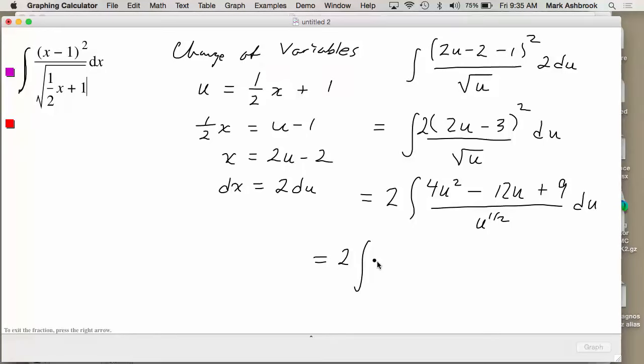4u squared over u to the 1/2 is 4u to the 3/2. 12u over u to the 1/2. You've got to know your rules of exponents really well to do this. u to the 1 over u to the 1/2 is u to the 1/2, plus 9u to the negative 1/2. Now we're ready. We can do it.